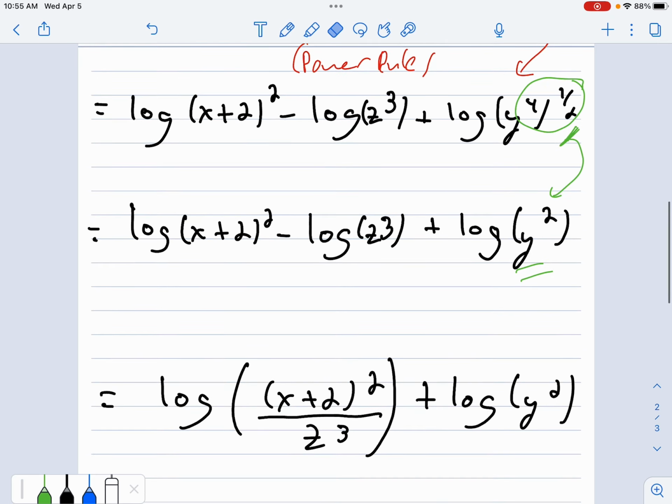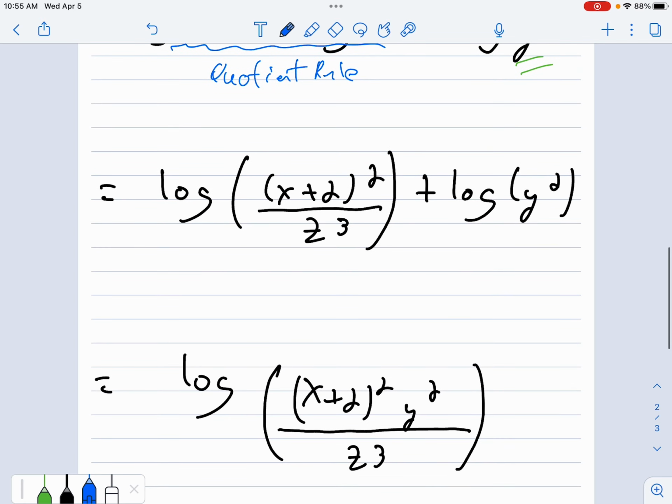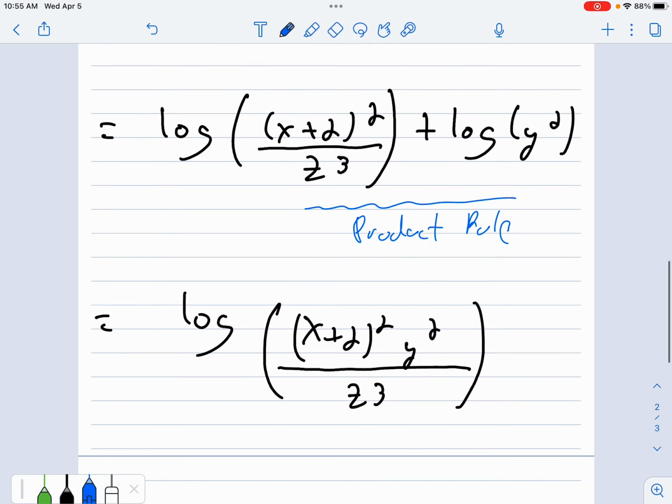Okay, so I will go ahead and use the quotient rule now for these two logs. This would become log of quantity x plus 2 squared divided by z cubed plus log y squared, and here I can use a product rule. And the product rule would say take the insides of both these logs and multiply them together and write that as a single log. Okay, and that would be the end for that problem.